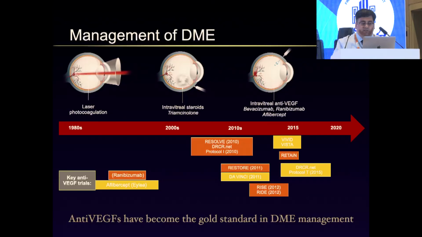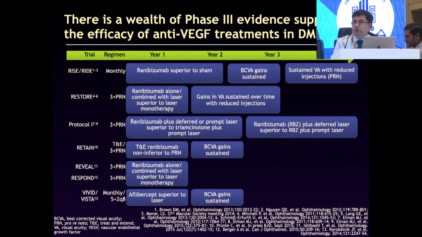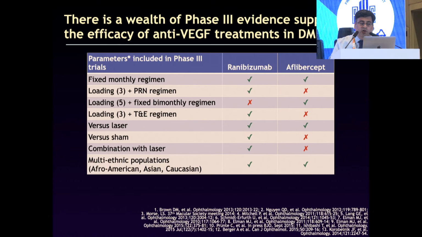There has been a great change in the management of DME over a period of time, and there is a plethora of evidence from multiple randomized trials talking about the use of anti-VEGFs and how to use them, and showing great results. Multiple regimens have been worked on. There are fixed regimens, PRN, treat and extend. We have all worked on that.